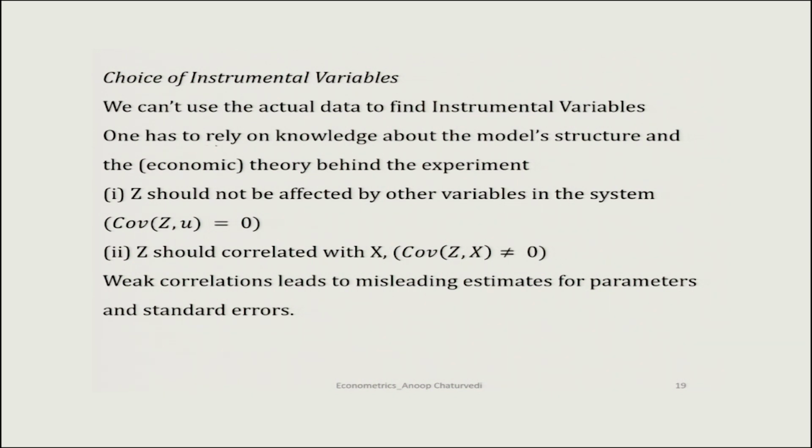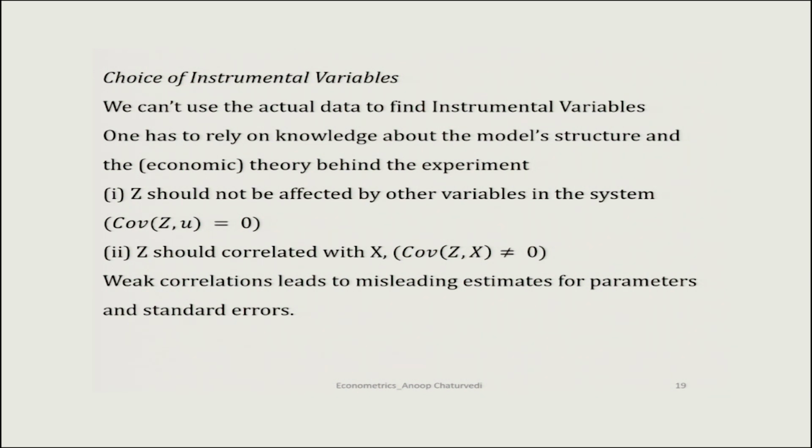So, one has to rely on knowledge about the model's structure and, say, the economic theory behind the experiment, or whatever theory is there behind the experiment. So, you have to rely on that, and then accordingly, based on your knowledge, you have to select a proper instrumental variable. But you have to take care that z should not be affected by other variables in the system. It should not be affected by y directly, and z should be uncorrelated with u also. So, covariance between z and u should be equal to 0, but z should be correlated with x, that is, covariance between z and x is not equal to 0.